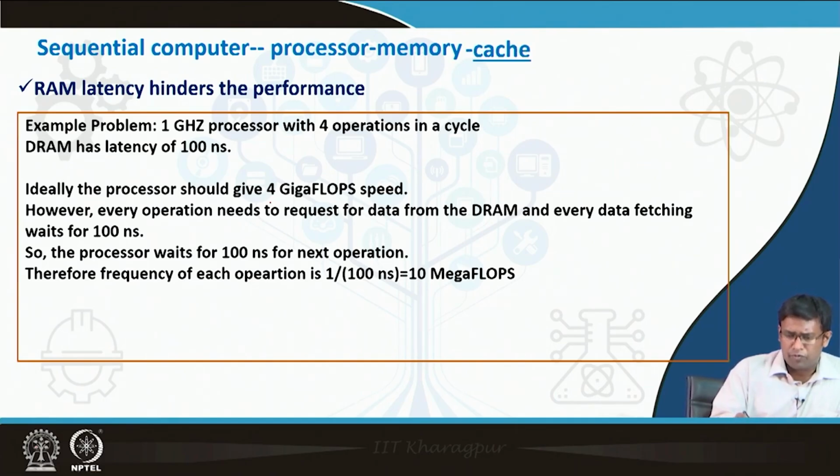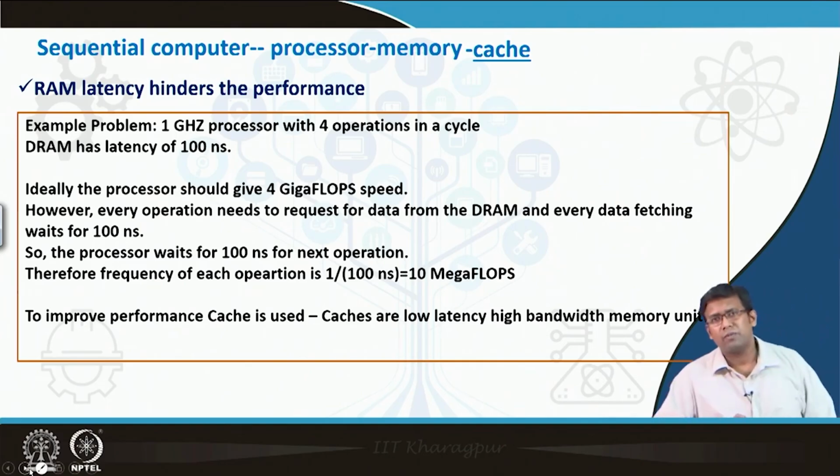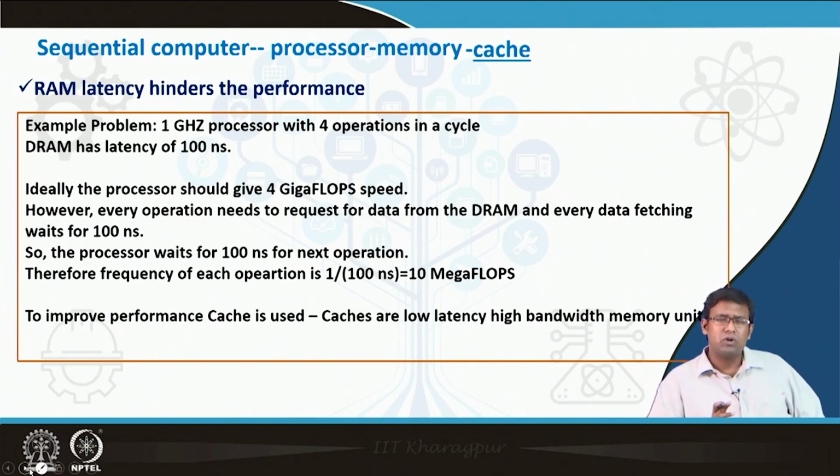Therefore, from 4 gigaflop speed, which is the theoretical speed considering no RAM latency, RAM latency reduces the speed to 10 megaflops, much smaller, by a few hundred times. Now, as we do not get 4 gigaflop speed in a normal CPU, we also do not get a speed as slow as 10 megaflops. We get a speed in between them, between 4 gigaflops and 10 megaflops.